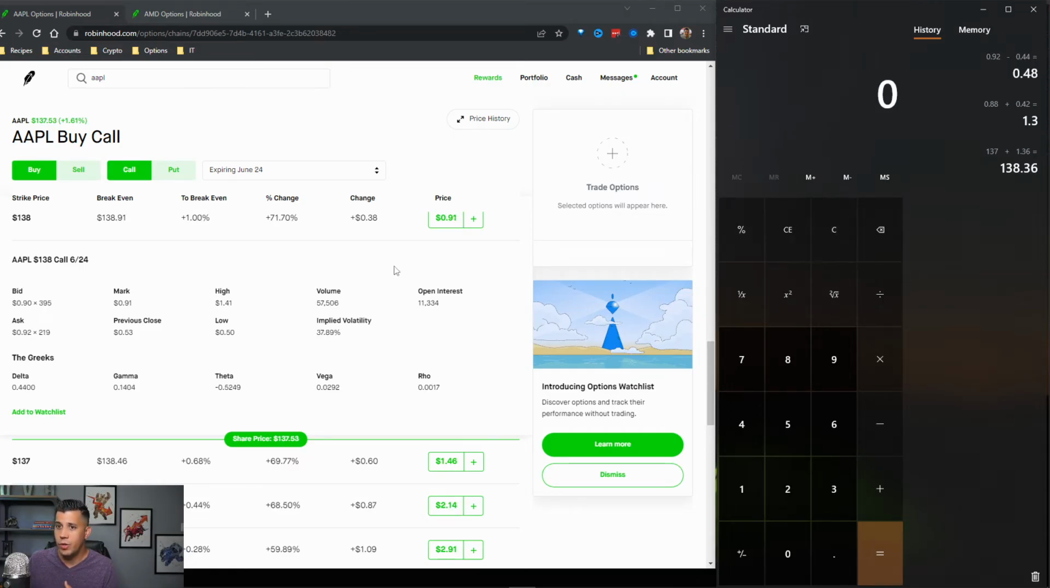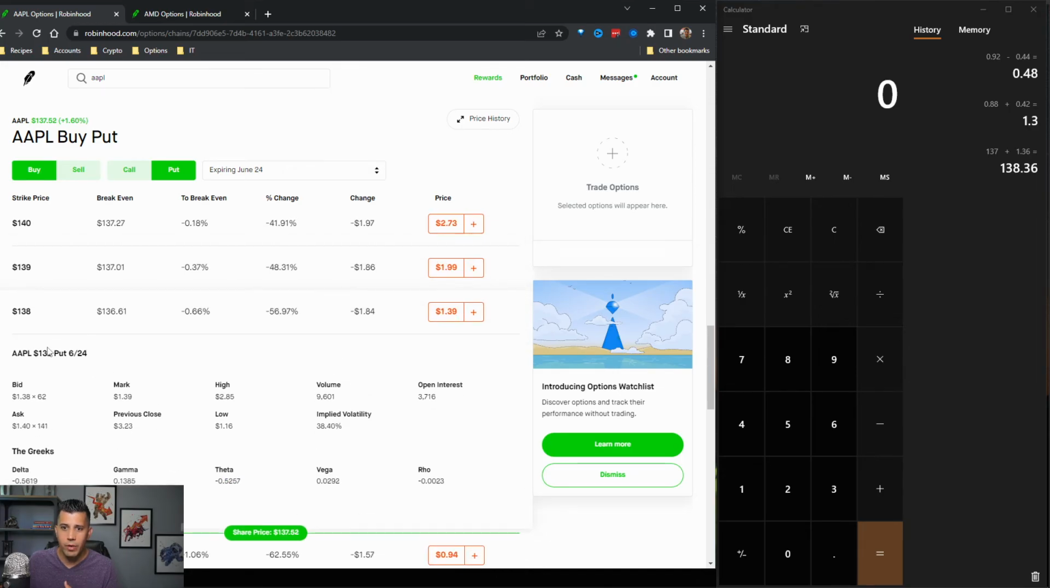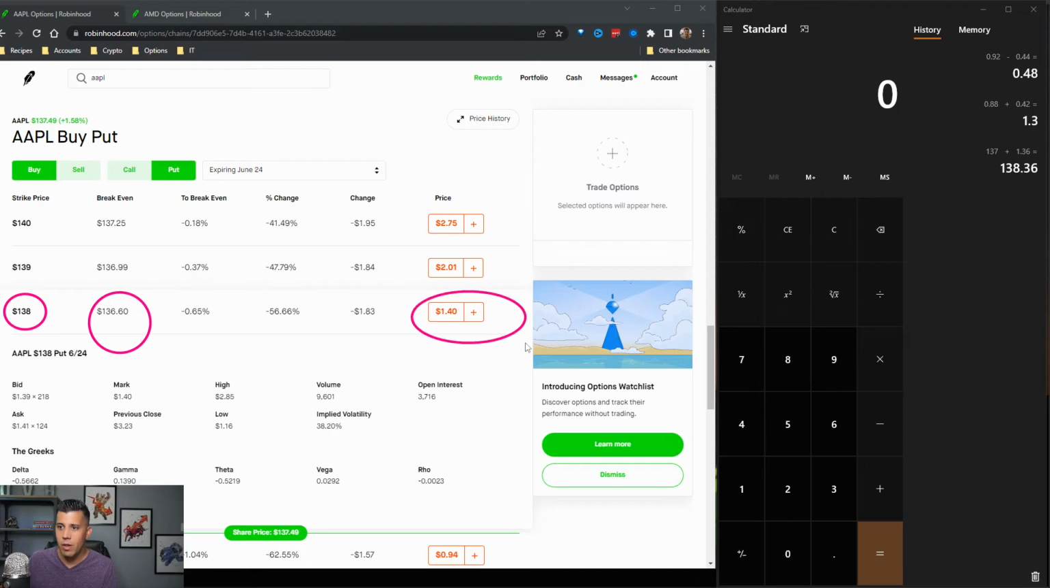Now let's go over to the put side. So we'll look at the put side here. We'll look at this same put right here, and it works the exact same way. So we're going to be looking at, let's say, the 138. How do they get the 136.60?